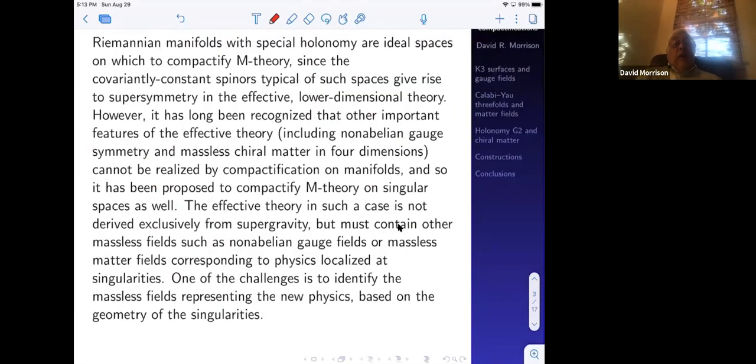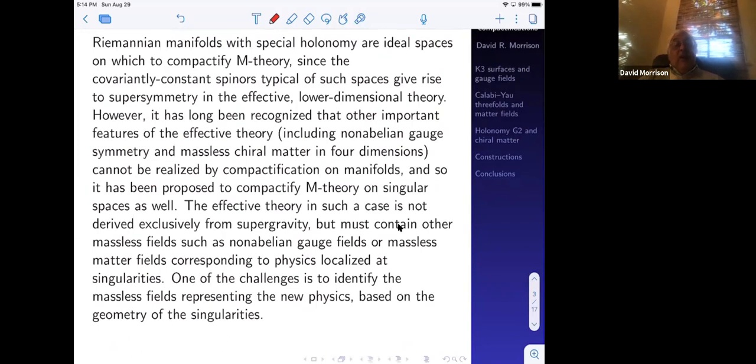So one of the difficulties of the scenario that I just pointed out in the previous slide is that there are features of the effective theory that we want, including non-abelian gauge symmetry and chiral matter in 3+1 dimensions. There are features that cannot be obtained if the compactifying space is a manifold. So it's been proposed that we should compactify M theory on some classes of singular spaces as well.